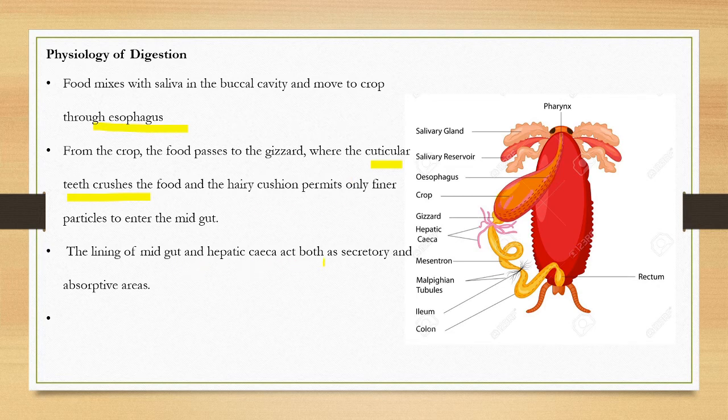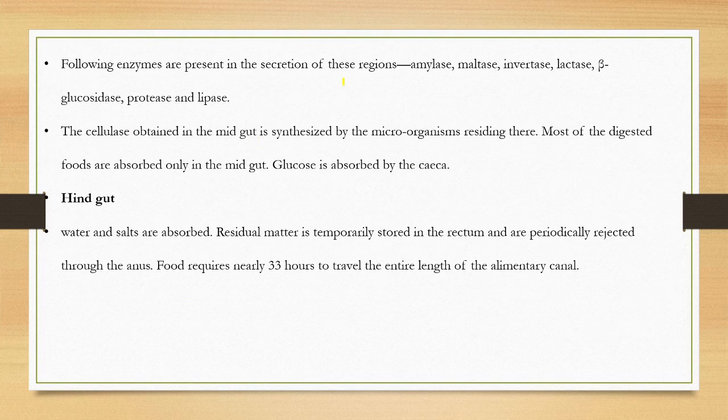The lining of midgut and hepatic caeca act both as secretory and absorptive areas. The hepatic caeca and the lining of the midgut help in the digestion and absorption of the materials. The hepatic caeca and salivary glands secrete amylase, maltase, invertase, lactase, beta-galactosidase, protease, and lipase. Amylase digests carbohydrate, maltase digests maltose, invertase digests sucrose, lactase digests lactose, protease digests protein, lipase digests lipids.